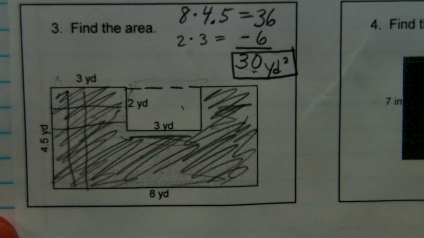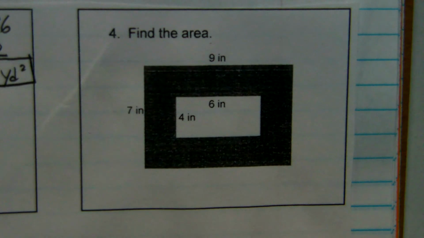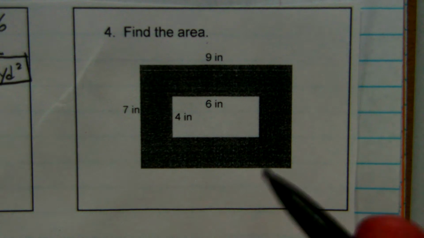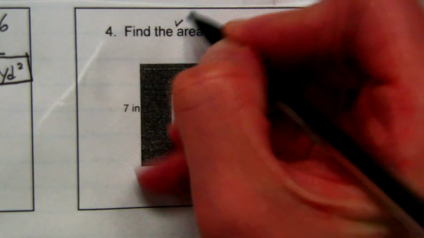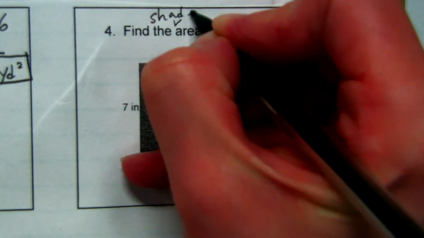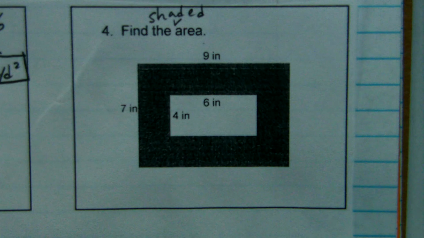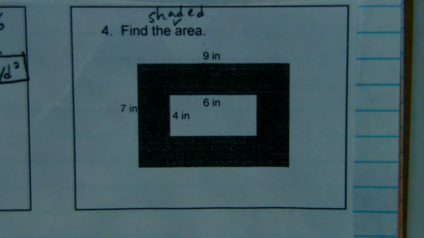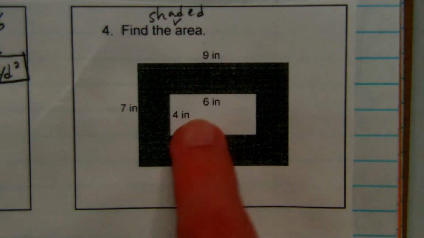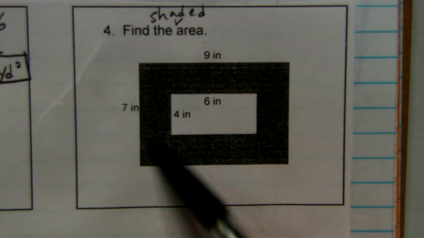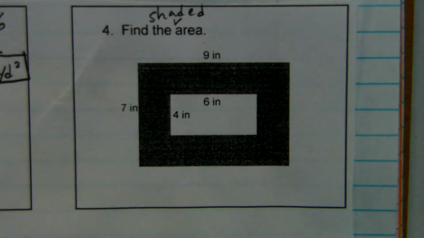So then let's take a look at number 4. It says find the area. It should say find the shaded area. Let's write that in, because that's actually an important word for you to know. When they ask you to find the shaded area, that means not this white part, but the part that's all blackened in. So this is the same concept. They just took the hole out of the middle instead of taking it off the side.